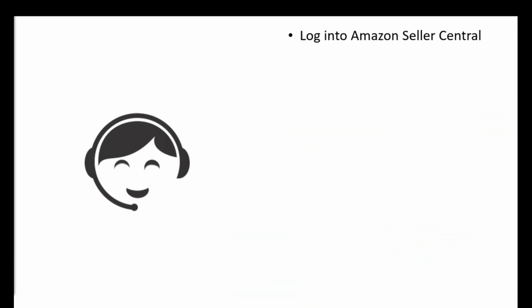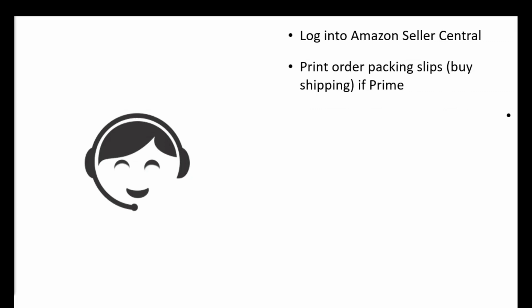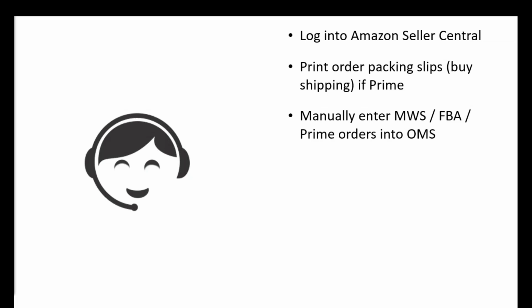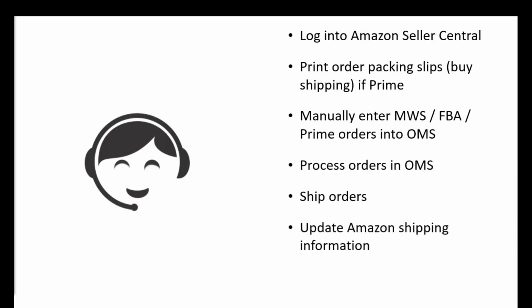And for straightforward orders, handle those orders. In order to actually handle OMS orders and Amazon orders, Sam has to log into Amazon Seller Central, print a packing slip, buy shipping if you do Prime, and then manually enter those orders from Amazon FBA or Prime orders into the OMS, and then process the orders on OMS. And after we process them, we ship them out.